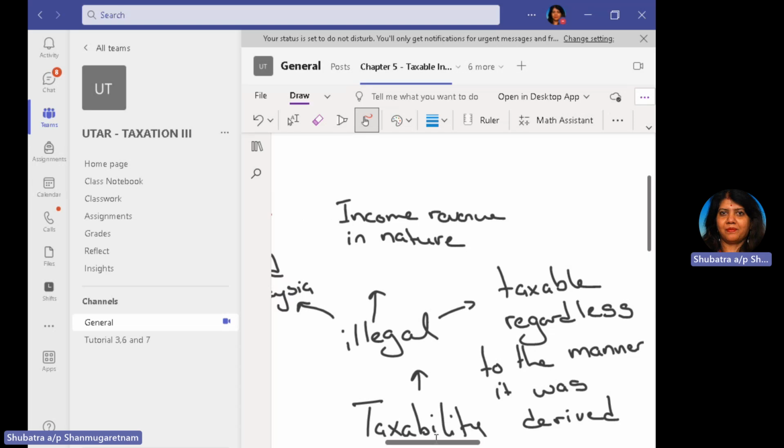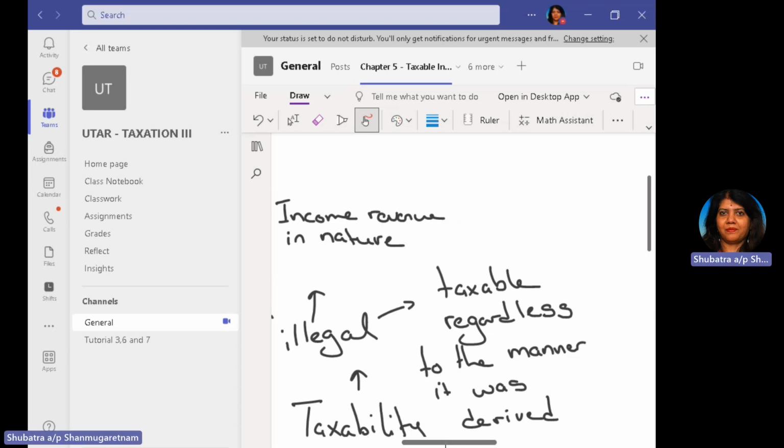I did not sell a property. I did not sell shares. I did not get a capital gain. So it is a taxable income. It's revenue in nature, so it falls under the Income Tax Act. So Inland Revenue will tell me that they don't care whether it's legal or illegal. You got an income, and that income is in Malaysia. Therefore, you are taxable in Malaysia.